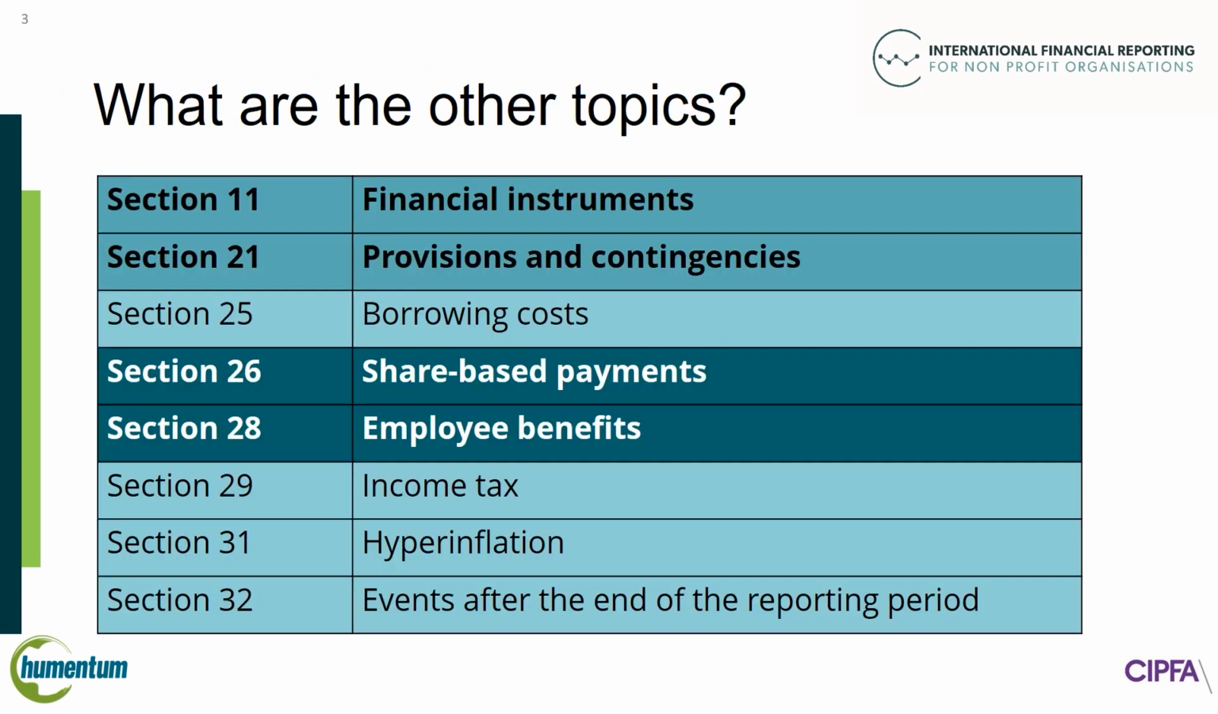We reviewed 8 of these other topics for Exposure Draft 2. These are financial instruments, provisions and contingencies, borrowing costs, share-based payments, employee benefits, income tax, hyperinflation, and events after the end of the reporting period. The most significant changes are to the sections on share-based payments and employee benefits. There are also alignment changes to financial instruments and provisions and contingencies.